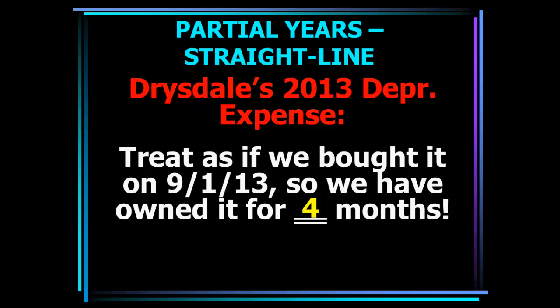When is the first month we want to record depreciation? September. Then October, November, December. 4 months worth of depreciation. Now, what if I bought it on September 28th? It would have been 3 months. We would have started in October. Again, count on your fingers. It really will help you get the right answer instead of just trying to subtract.